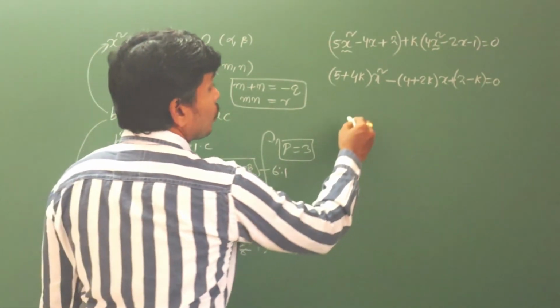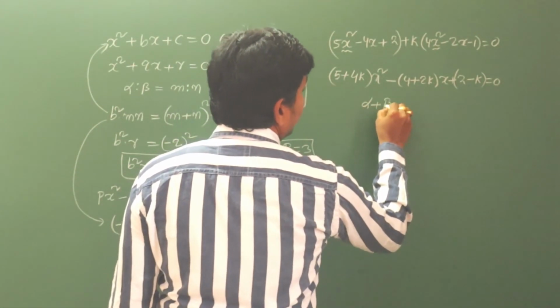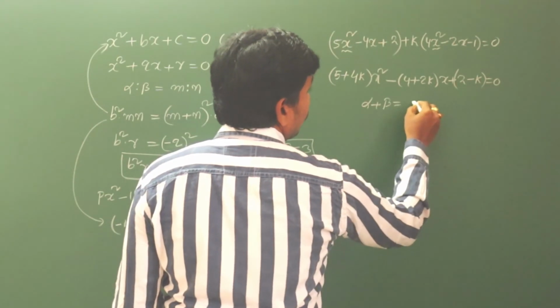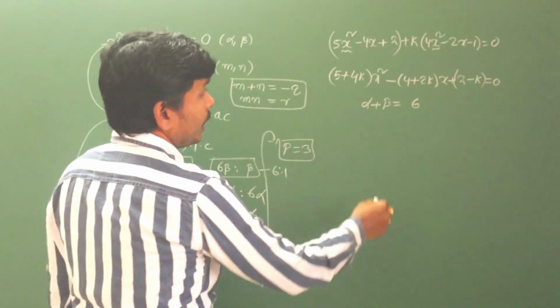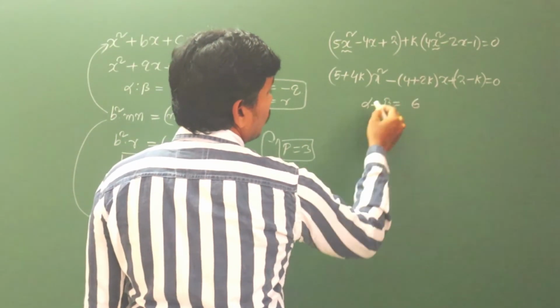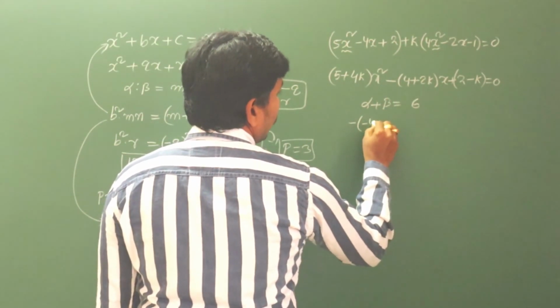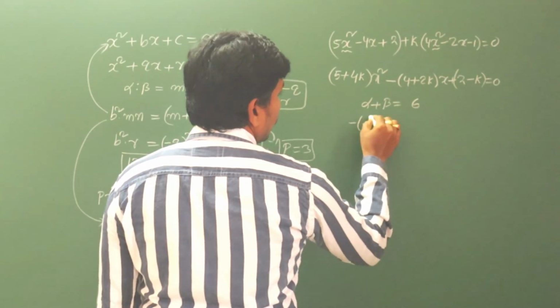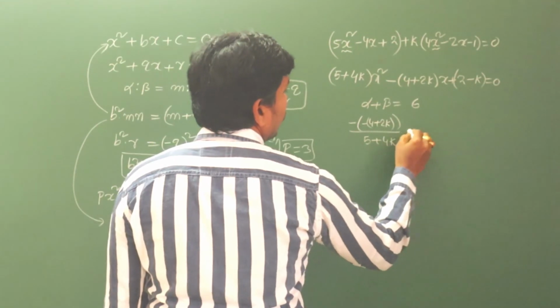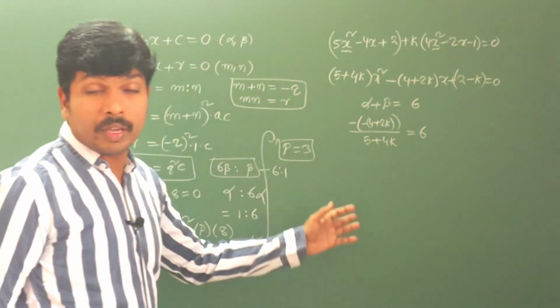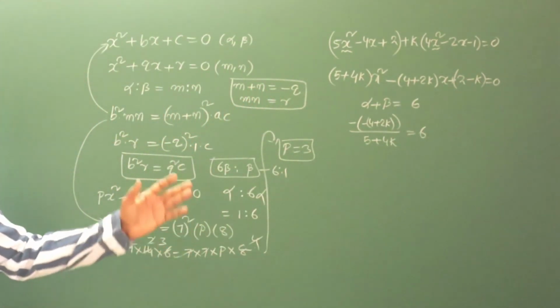Now the sum of the roots is 6. Alpha plus beta, the sum of the roots is given as 6. The sum of the roots is nothing but minus b by a. So minus (minus 4 plus 2k) by the a value 5 plus 4k equal to 6. It is a very simple calculation. You have to calculate it.